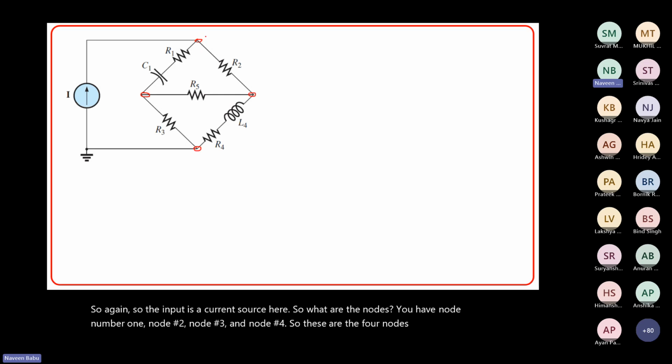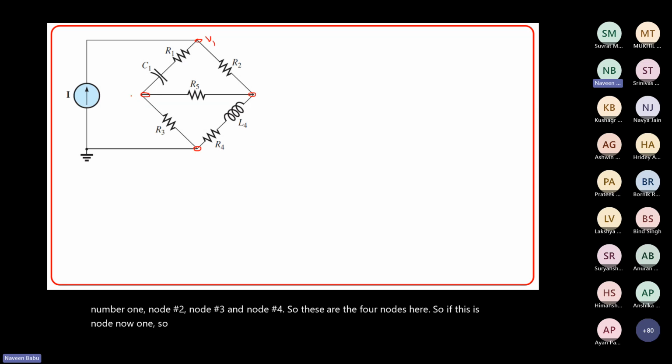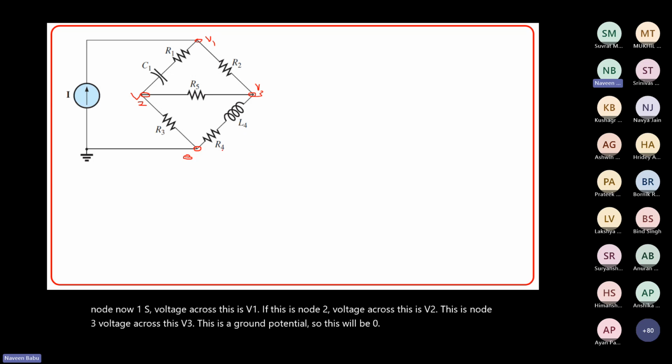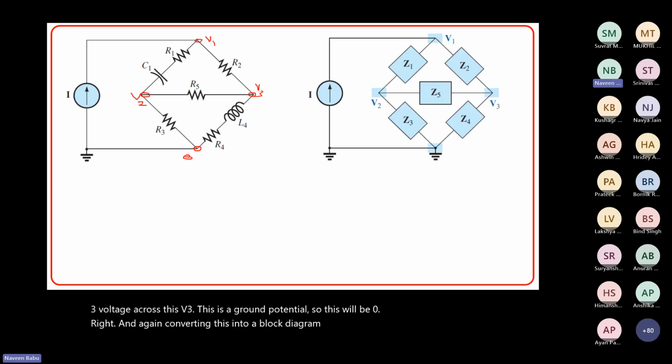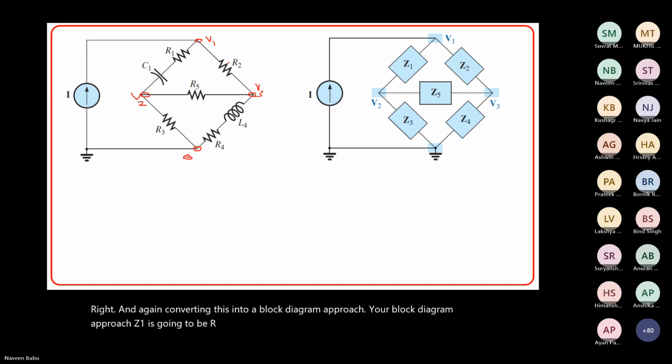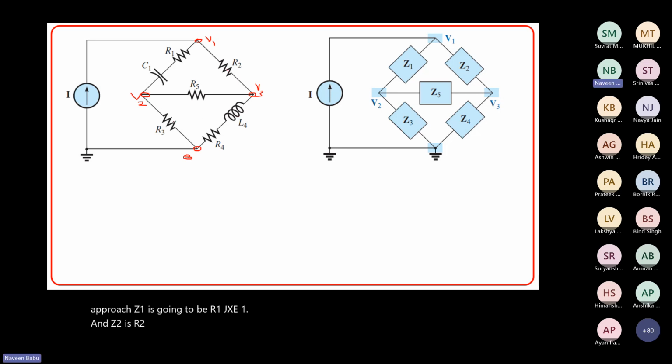If this is node number 1, the voltage across this is V1. If this is node 2, the voltage across this is V2. This is node 3, voltage across this V3. This is the ground potential, so this will be 0, right? And again, converting this into a block diagram approach, Z1 is going to be R1 minus jXC1, and Z2 is R2, Z3 is R3, Z4 is R4 plus jXL4, and Z5 is R5. Now you can write the nodal equations for this.